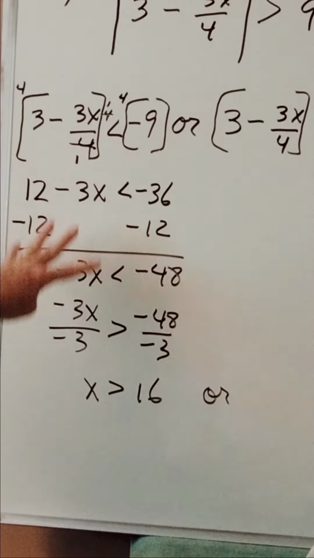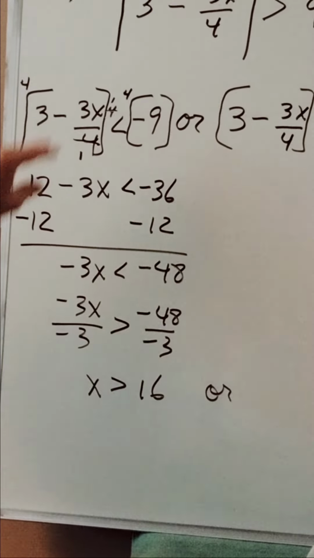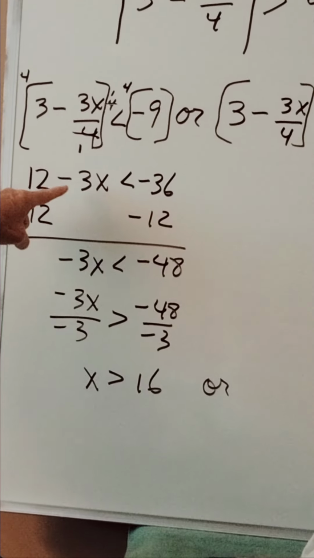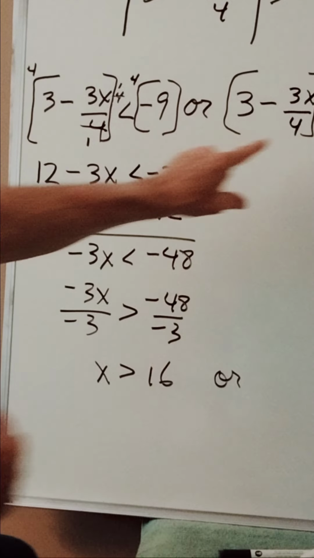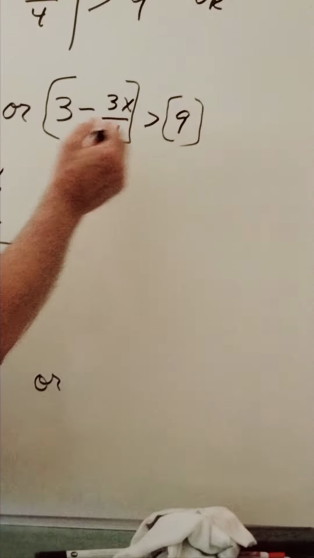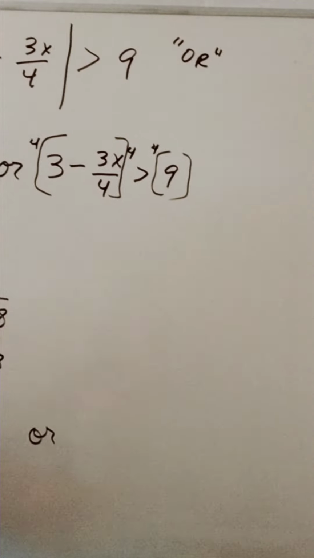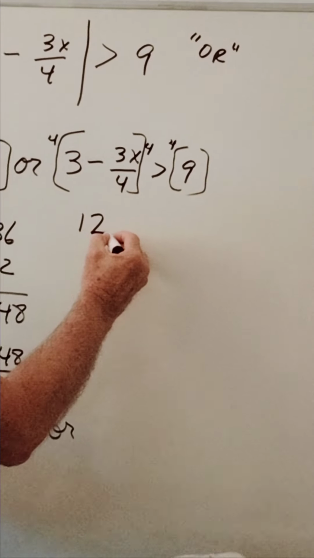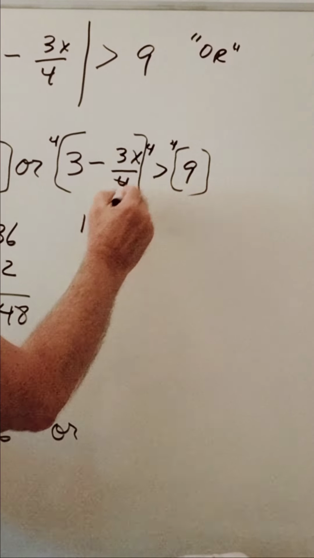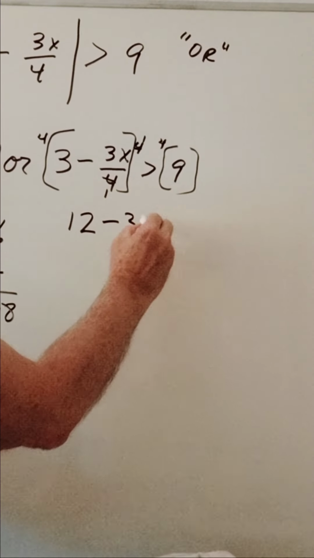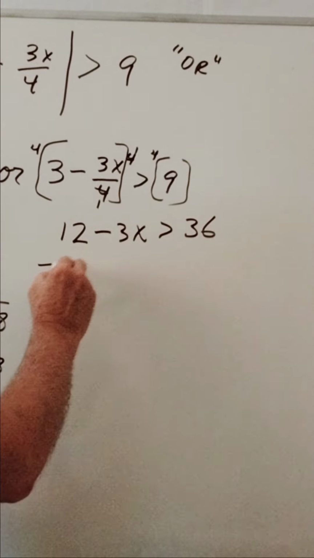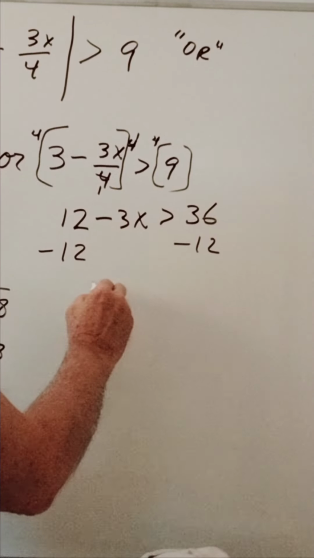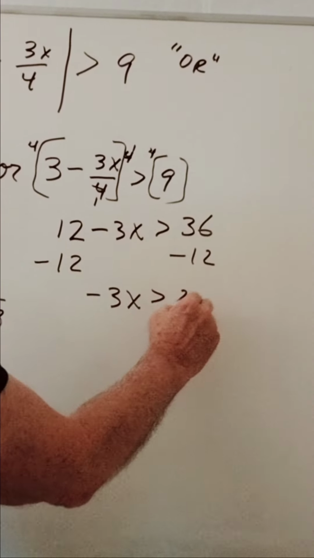So there's a little bit to think about just on this one right here that we had to do. We had to get rid of the fraction, and then we had to deal with this negative 3x term to where we had to reverse that inequality symbol. Here, we're going to multiply both sides by 4 as well. Once, twice, third time. 12 minus the 4s cancel. We're left with, again, a negative 3x is greater than 36. Negative 12. Negative 12. Negative 3x is greater than 24.